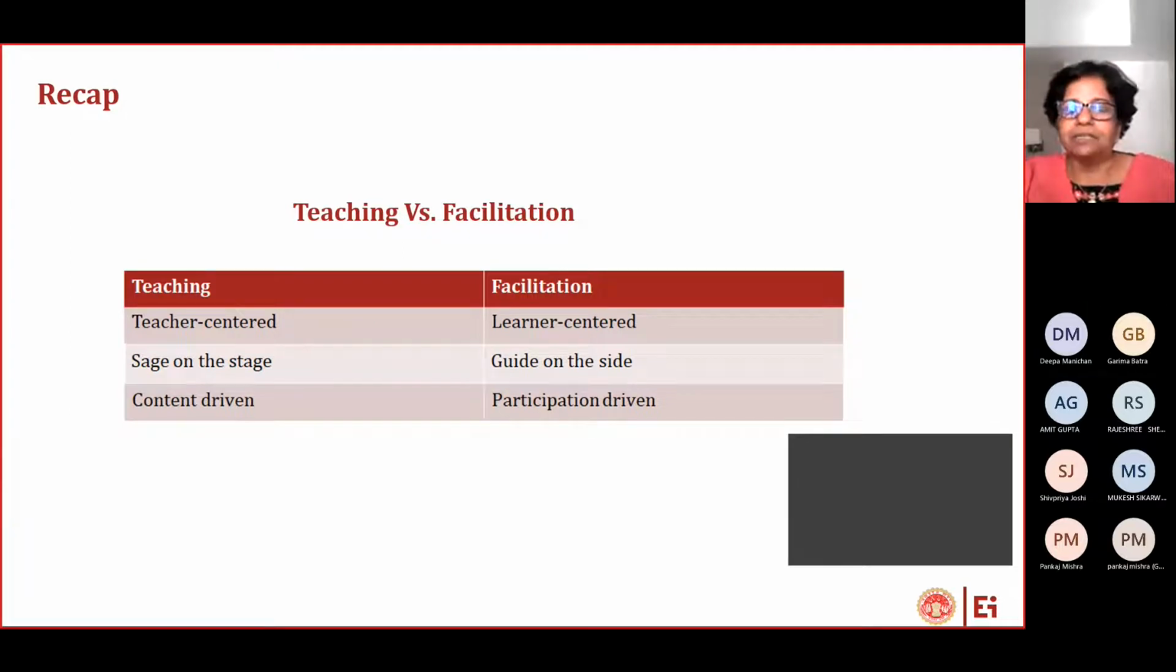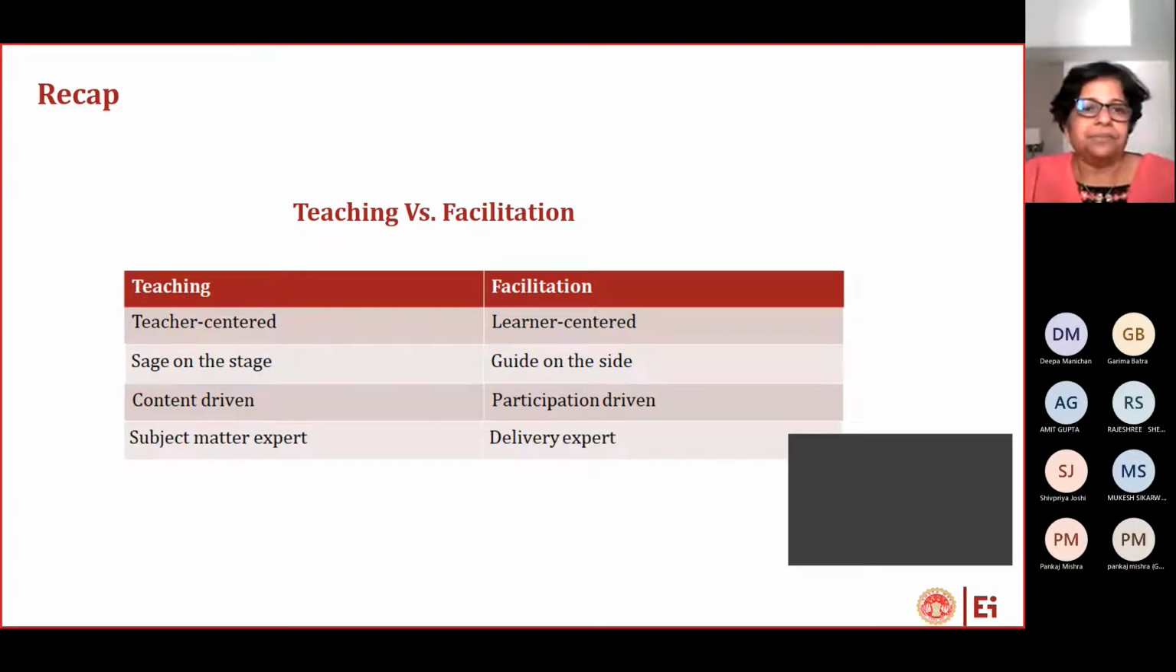Teaching is very content driven, whereas facilitation is very participation driven. Content is more like a top-down approach, where the person standing delivers the material, whereas facilitation is ensuring that all the participants are engaged in the session and have something to contribute when they are taking away something from the session.